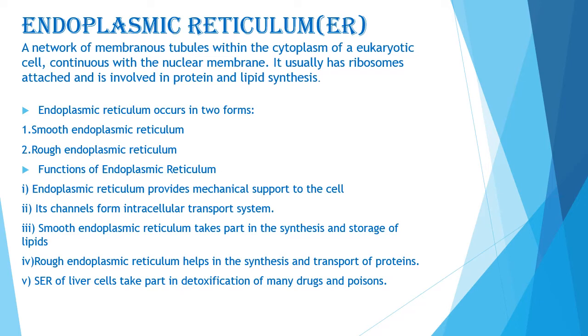Endoplasmic reticulum occurs in two forms: smooth endoplasmic reticulum and rough endoplasmic reticulum. The membranes of smooth endoplasmic reticulum are very smooth because ribosomes are not attached to them. But in rough endoplasmic reticulum, the ribosomes are attached to the outer surface of the membrane. Hence, rough endoplasmic reticulum membranes have a grainy or rough appearance.